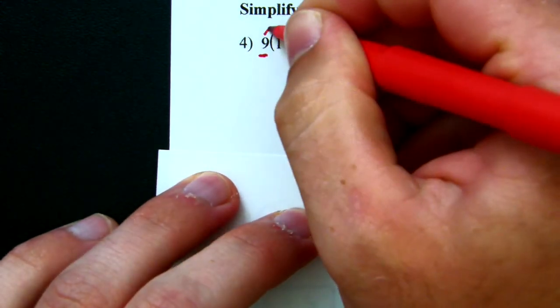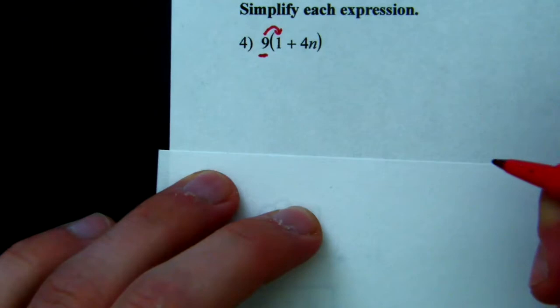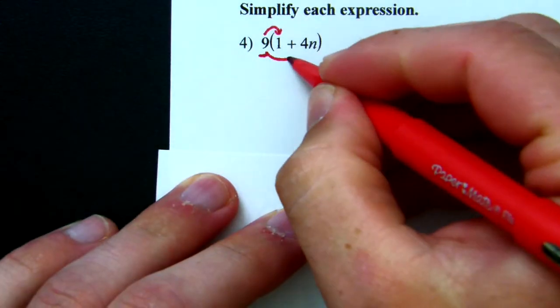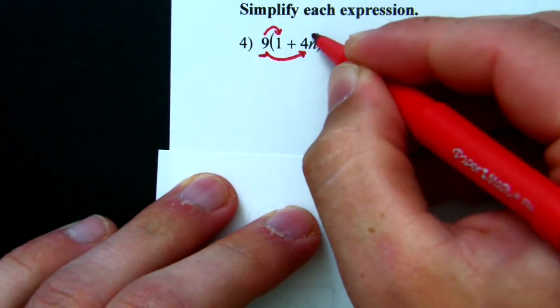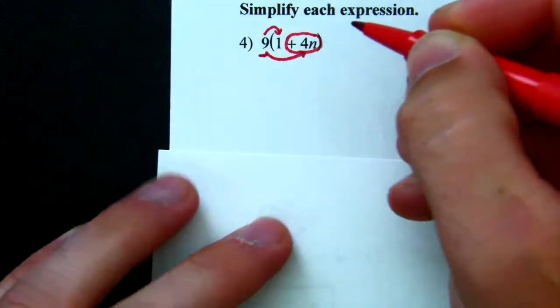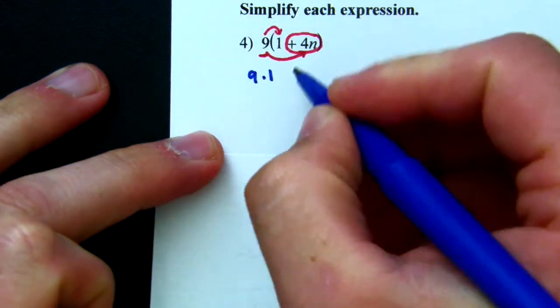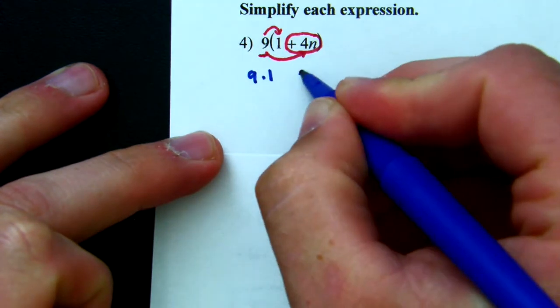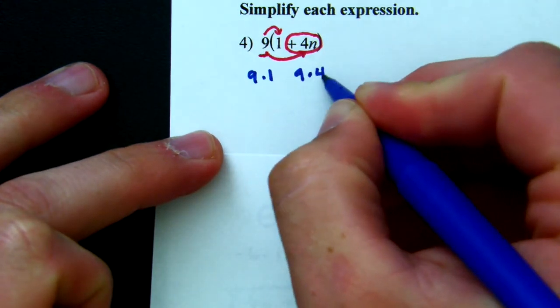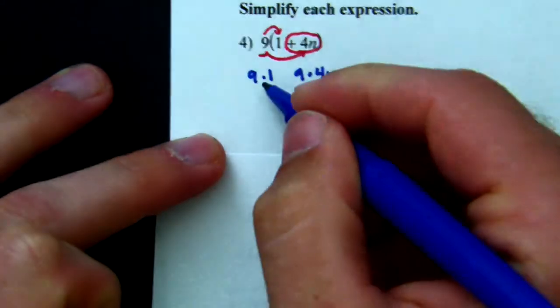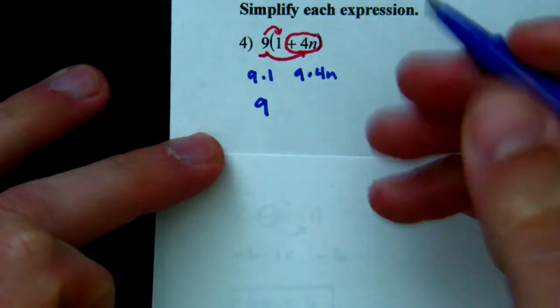So what it's going to look like is we're going to do this. We're going to draw an arrow to the first number, and then we're going to draw an arrow to the second number. When we draw an arrow to the second number, what we're taking is that term with the sign out front. In this case, it's a positive 4n. So I'm going to say 9 times 1, because that's my first multiplication, and then 9 times positive 4n. So 9 times 1 is positive 9.